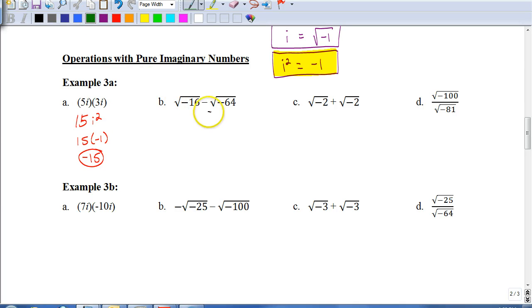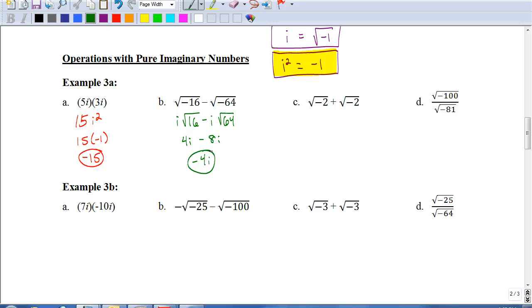Let's look at another one. Here I have the square root of negative 16 minus the square root of negative 64. Well, the square root of a negative number I can't do anything with unless I take out an i. So it's i square root of 16 minus i square root of 64. Square root of 16 is 4, so this is going to be 4i. Square root of 64 is 8, so it's going to be 8i. And 4i take away 8i, well, that's negative 4i.